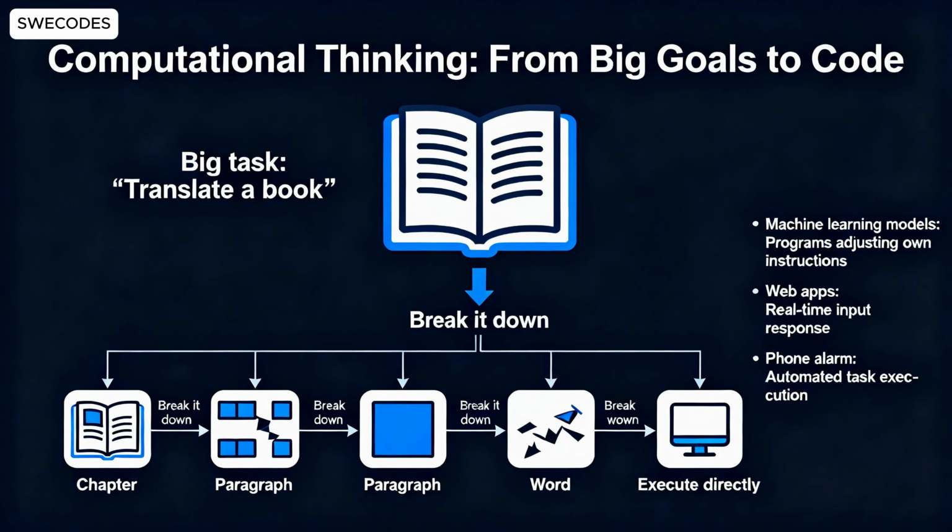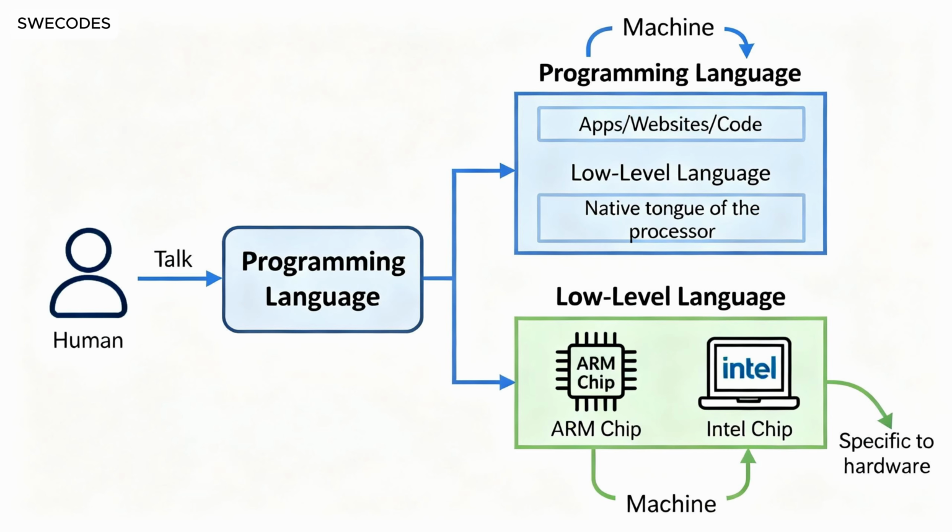Every app you use, every website you visit, every line of code, it's all part of a conversation. But how do we as humans talk to a machine? You can't just tell your computer, run my payroll. It requires a translator. It requires a programming language.